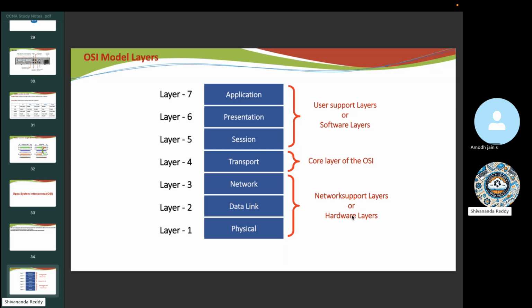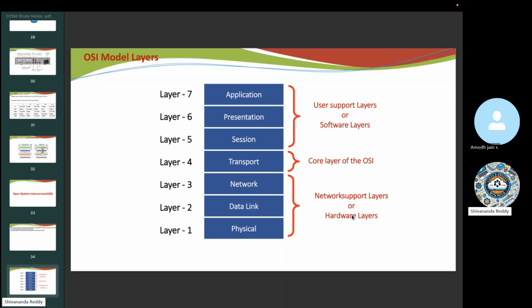Clear? Next, the fourth layer is the transport layer. This is a very important layer, the core layer of the OSI. Along with this, we deal with port numbers. We are aware of port numbers, right? 22 for SSH, 80 for HTTP, 443 for HTTPS, like that. Those are described by the transport layer.